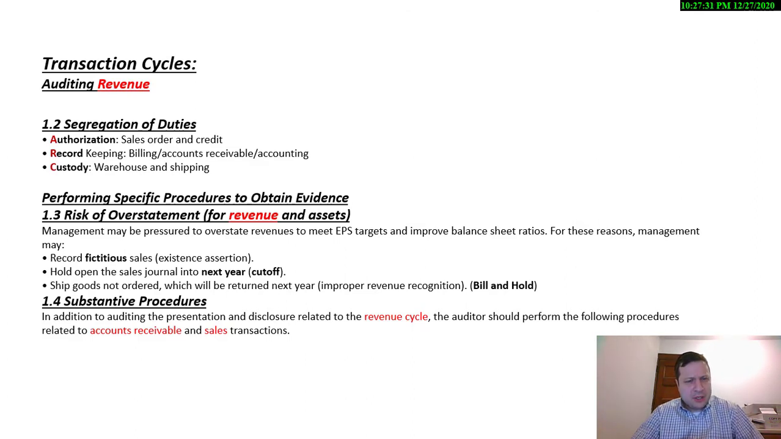goods, and shipping goods. Now, when it comes to revenue, there's a risk of overstatement. Management may be pressured to overstate revenues to meet targets, improve balance sheet ratios. Management may record fictitious sales, which is they may hold open the sales journal into the next year. That's touching the cutoff assertion. They may ship goods not ordered, which will be returned the next year. Improper revenue recognition, that's called bill and hold. All this is improper revenue recognition, and we have to perform substantive procedures in the revenue cycle, specifically to areas of accounts receivable and sales.